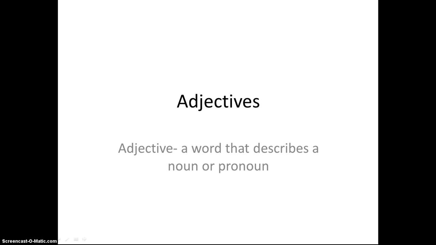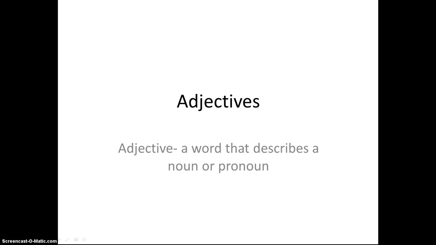For example, you may have a school or you may have a large school. You may have a river or you may have a raging river. Those words are used to describe either school or river. Now let's not forget what a pronoun is. A pronoun is used in place of a noun.